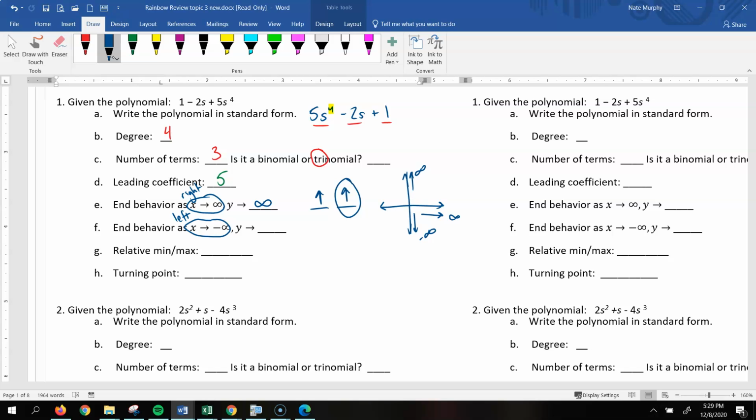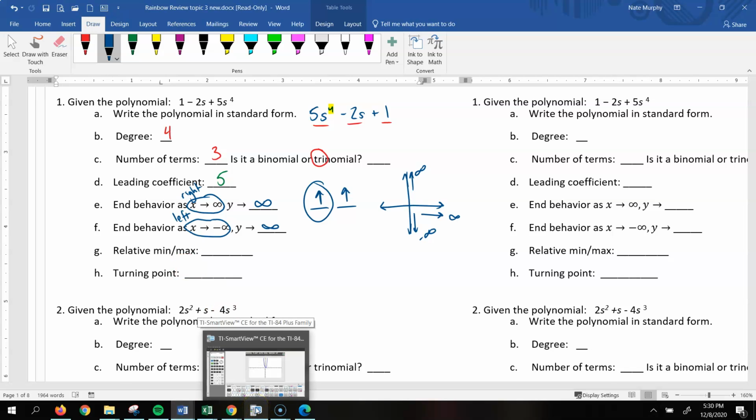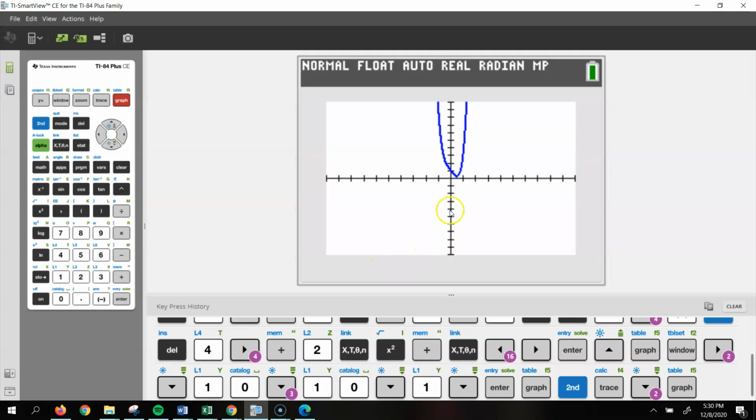The end behavior for the left side, again, the left side is doing the same thing as the right. It's also going up, so it's also approaching positive infinity. Now to figure out whether or not it has a minimum or maximum or both, we need to look at the graph. And so we want to find the relative minimum, the relative maximum. So this one, there is a minimum. It's not even relative.